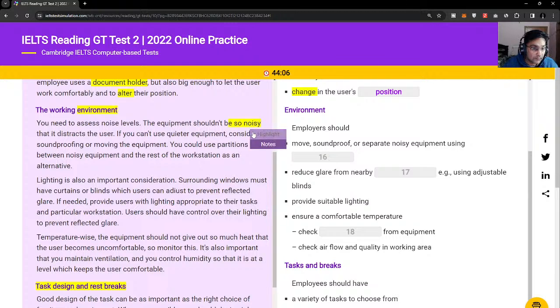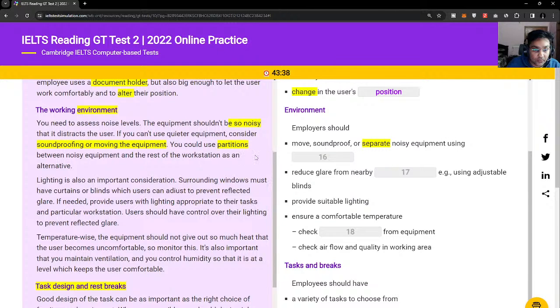Noisy, highlighted this, soundproofing, or moving the equipment. Okay, now we'll get closer to the answers. You can use partitions between noisy equipment and the rest of the workstation as an alternative. Or separate partition. Partition. You use partition.